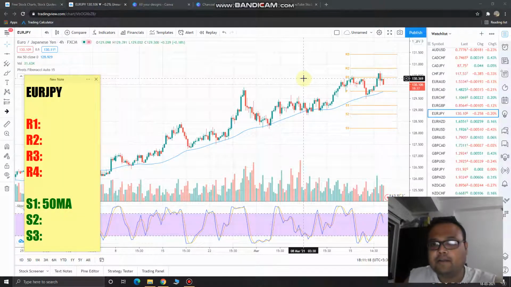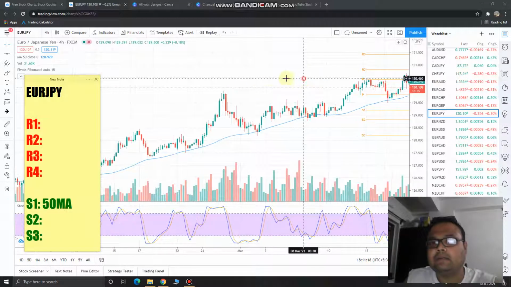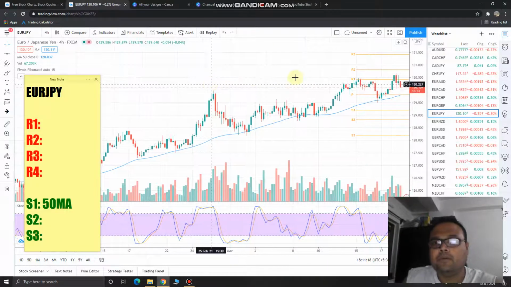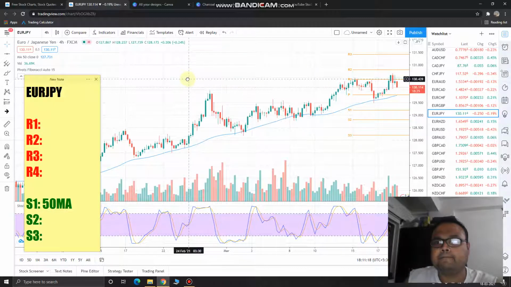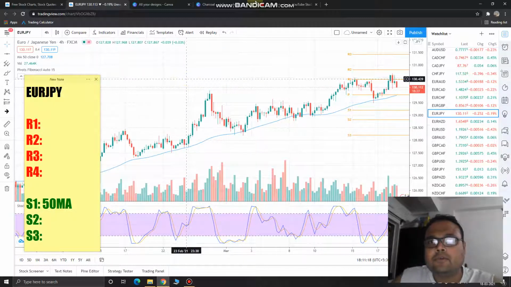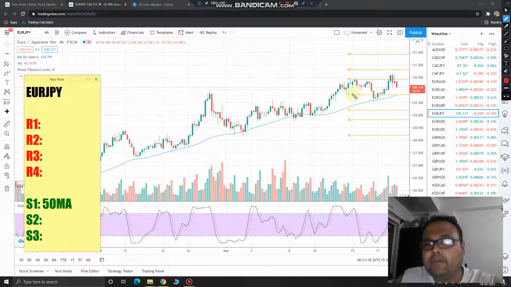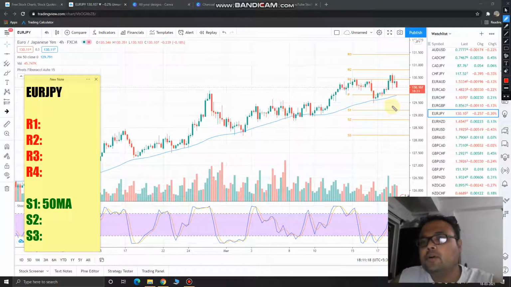Okay, right now market is coming down. Wait. So wait for the market to come down to 50 moving average and take support. Once market hits the 50 moving average, just observe the price.